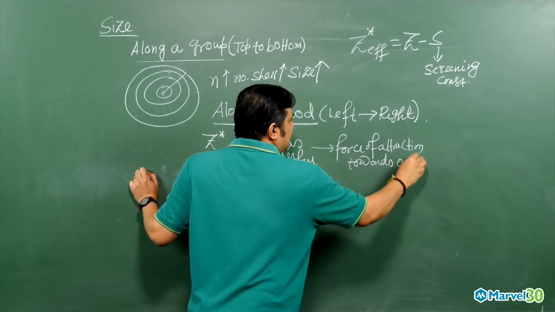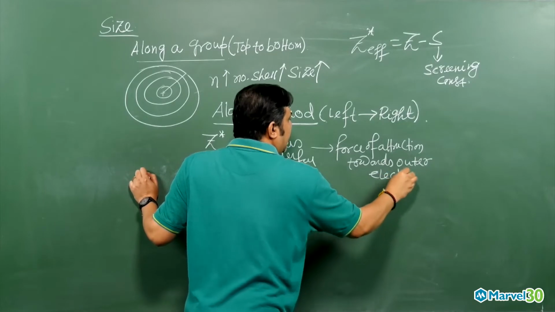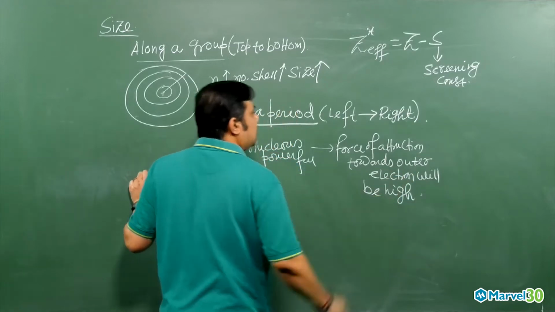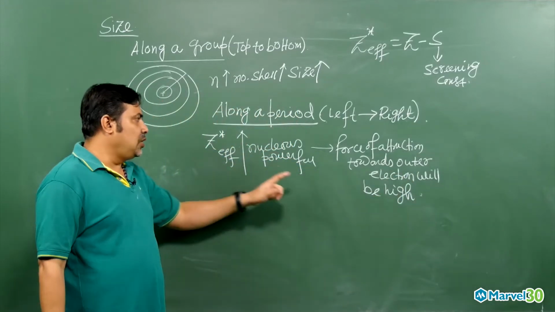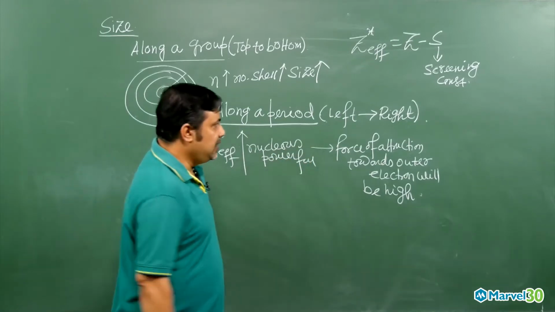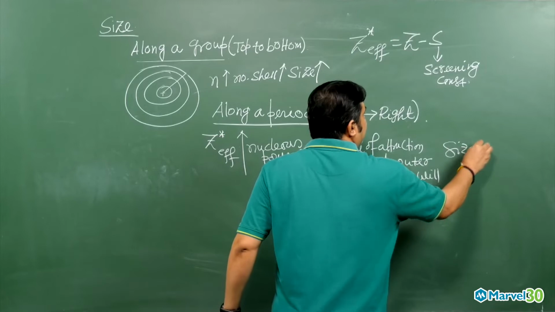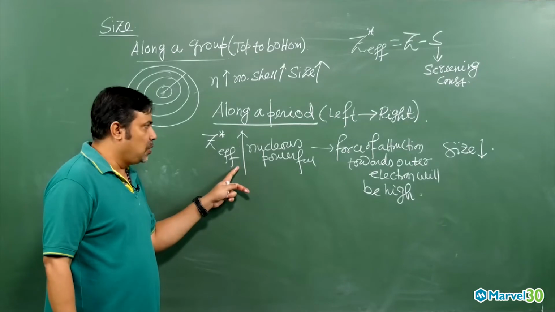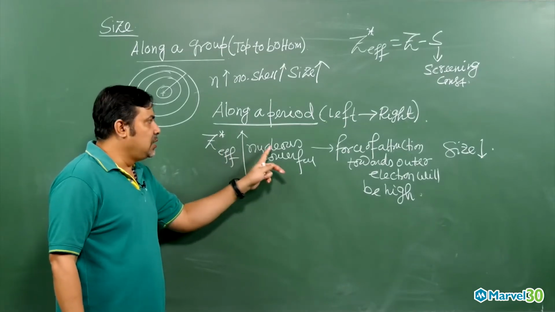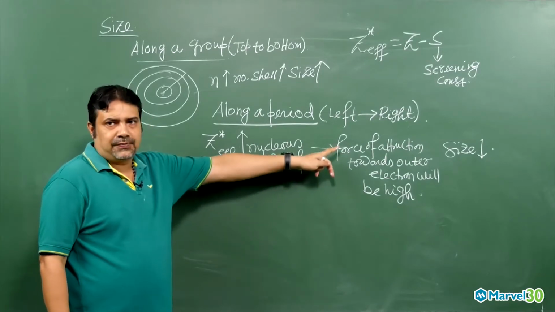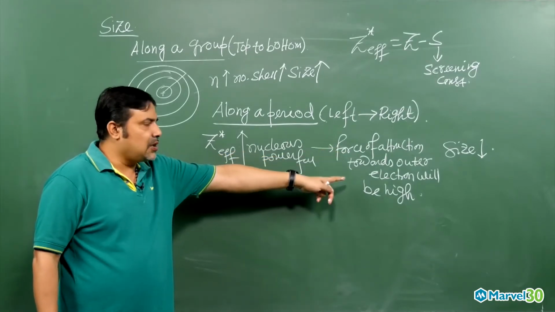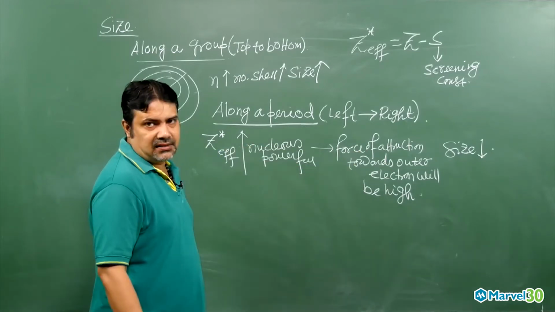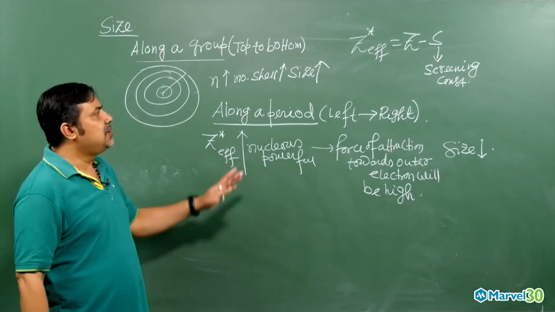When the force of attraction on the outer layer electrons is high, there will be a contraction of size. So going left to right, the size will decrease. The reason is that the effective nuclear charge is more, the nucleus is powerful, the force of attraction on the outer electrons is more, and so the size decreases. This is the basic trend of size you have to understand.